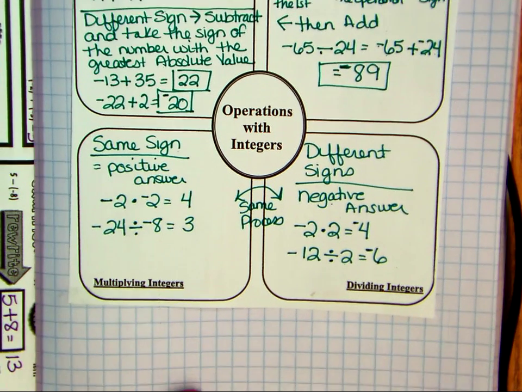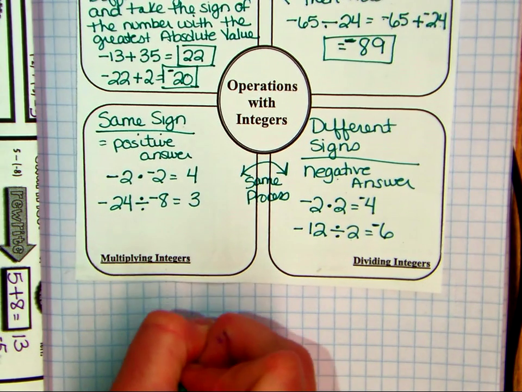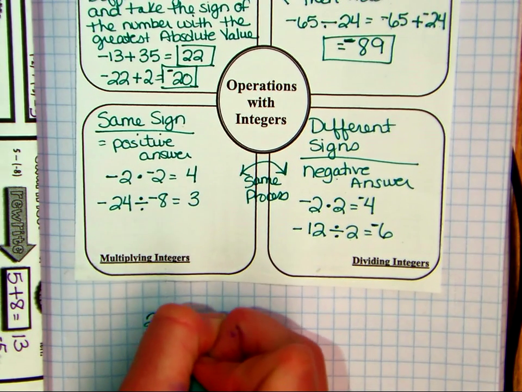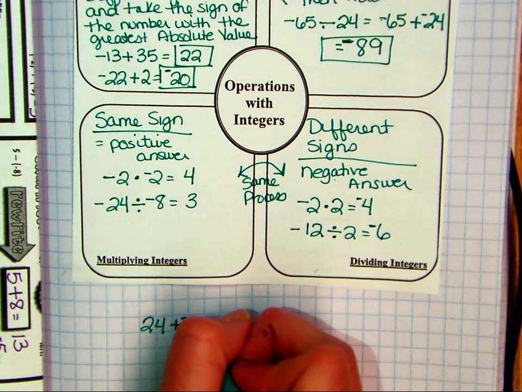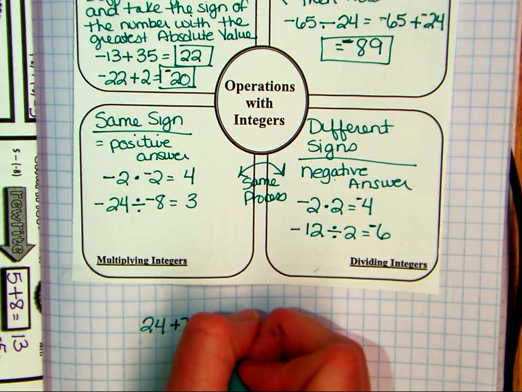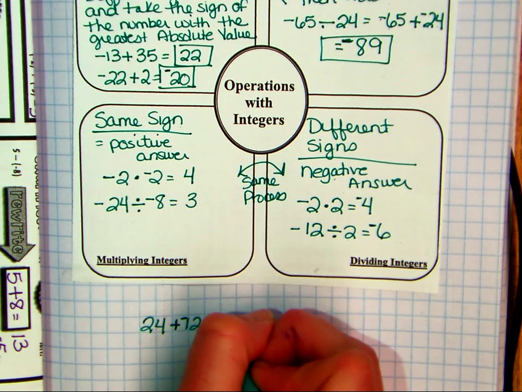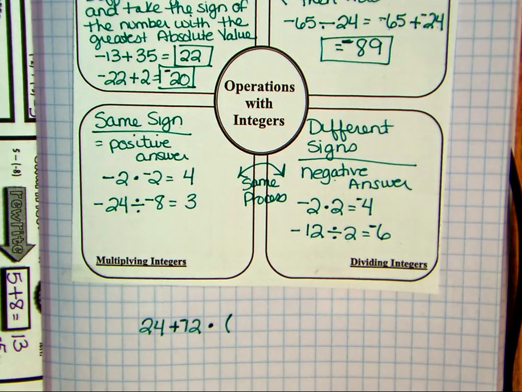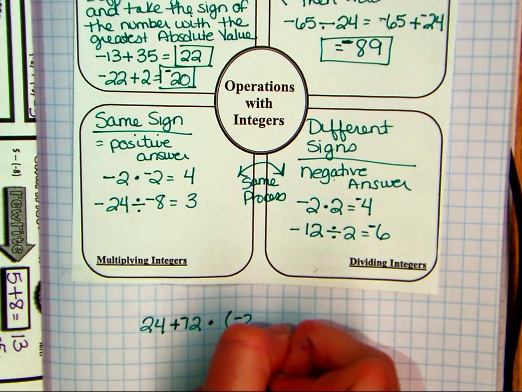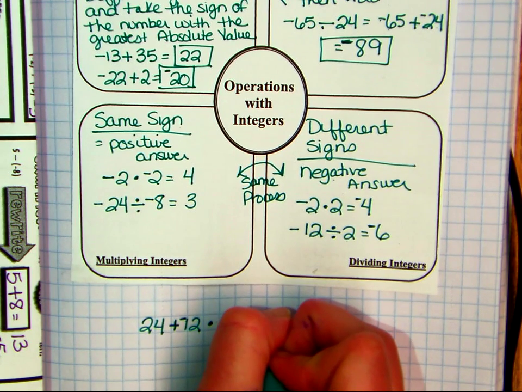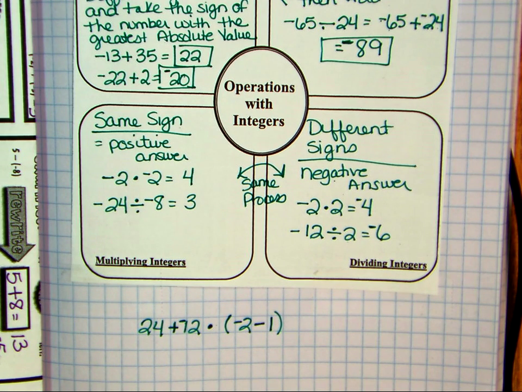So let's look at an example of this. If I had 24 plus 12, negative, and then let's do times, and we'll put in parentheses. It's going to be a challenging one. Let's do -2 minus 1. Look at that. That is a complicated problem.